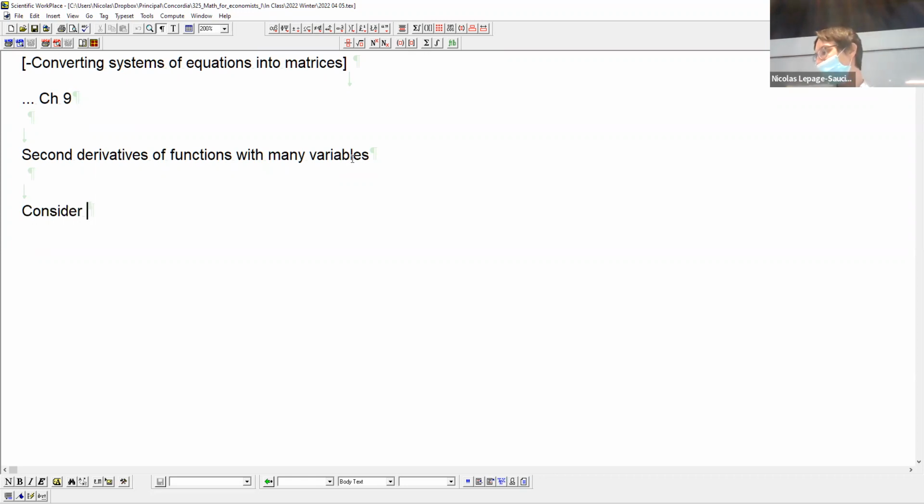So consider a function of two variables. So let's say it's f of x and y. Yes, I'm going to try to not go too fast, so as to allow you to copy everything. So this function, how many partial derivatives can I have with this function? Two. Yes. It has two partial derivatives.